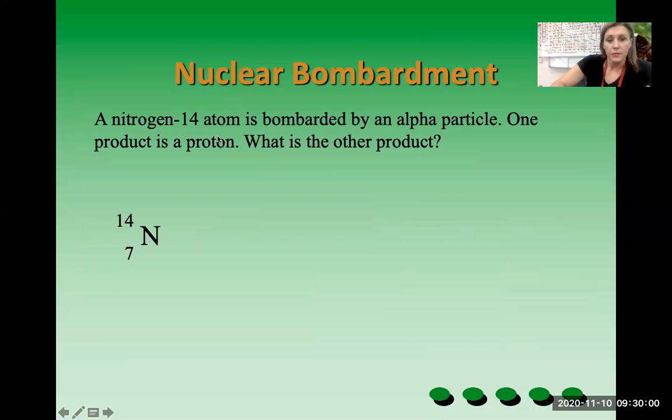So if you had a nitrogen-14 atom and you bombarded it with an alpha particle, one product is a proton. What's the other product? So to do these, you have nitrogen-14, atomic number 7. You shoot a helium at it. It releases a proton. So if it releases one proton, that's a hydrogen. And then you have to get this side equal to 9, and this side equal to 18. So that would be 17. That would be 8. You created oxygen-17.